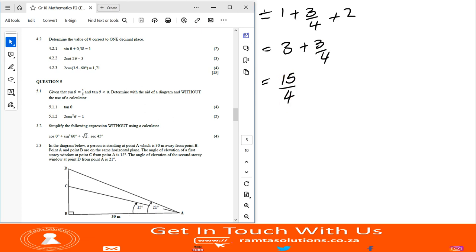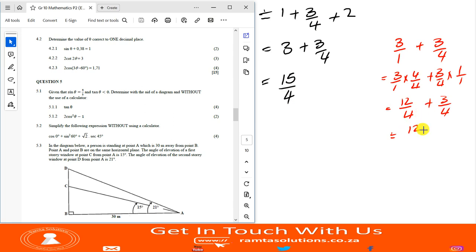Let me show you why I'm saying 15. This is 3 over 1, of course, plus 3 over 4. So you will be saying 3 over 1 multiplied by 4 over 4, plus 3 over 4 multiplied by 1 over 1. 3 times 4 is 12. 1 times 4 is 4. 3 times 1 is 3. 4 times 1 is 4. When denominators are the same, you add numerators. So this becomes 12 plus 3 over 4, which is 15 over 4.